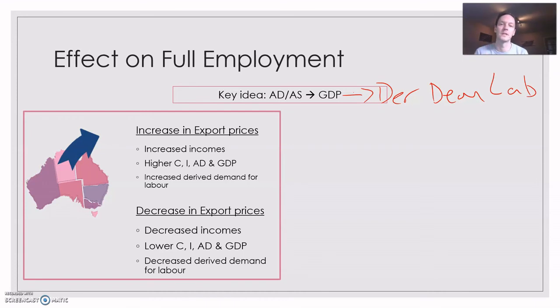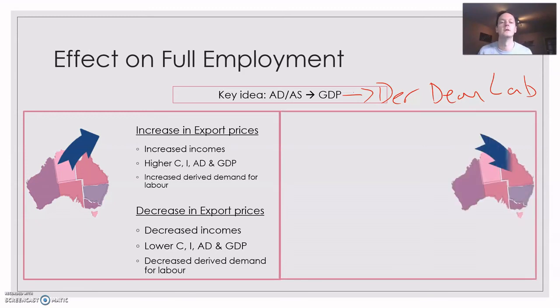I want you to pause the video now and tell me what's got to happen on the import side of the economy in order to change the goal for full employment. What's going to happen when import prices increase and what's going to happen when import prices decrease? Pause the video. You might have to scribble some stuff on a piece of paper, but give it a go.